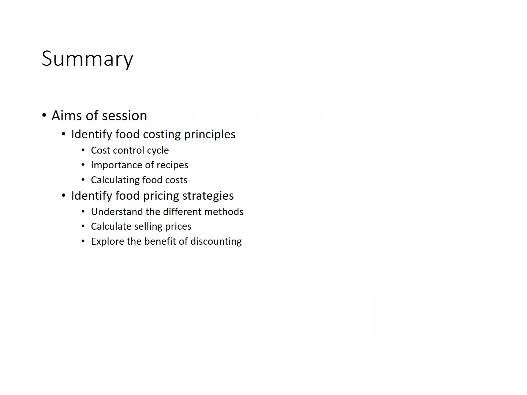So in summary, we have identified food costing principles in terms of the cost control cycle, the importance of recipes and calculating food costs. We needed to look at that first before we could move into pricing strategies, because before we can price something, we need to know what the cost is. When we cost it out, we need to know standardized recipes. We need to know the cost per portion, or cost per serving, to know how much we should be selling it for in order to make a profit. And then that goes back to your marketing and sales strategy for the business.